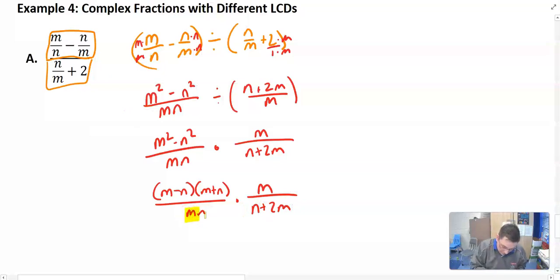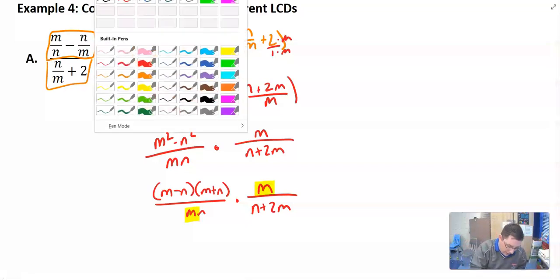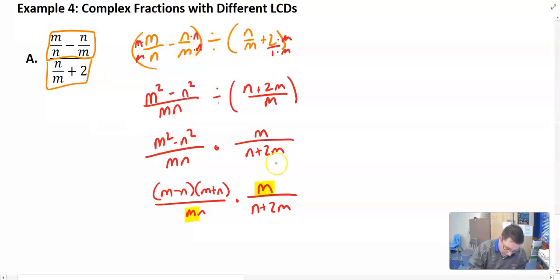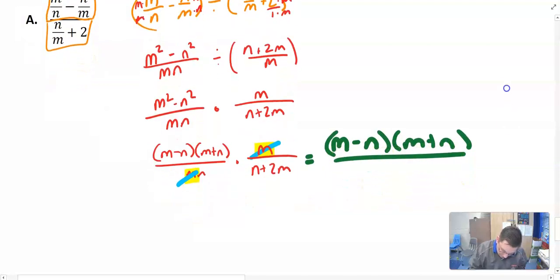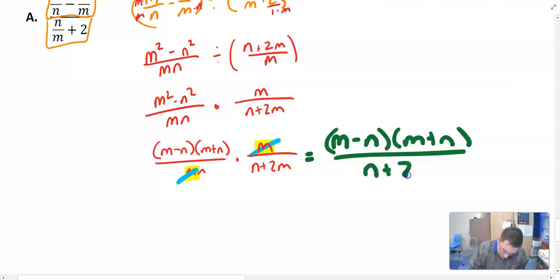This m is multiplied to the n. This m is multiplied just to the rest of the numerator. So it is a common factor. So the m's in this problem will actually cancel here and here. And so our final answer, multiplying this out, we're going to get m minus n times m plus n over n plus 2m, or you can flip the order of that if you want to have the m first. So 2m plus n.